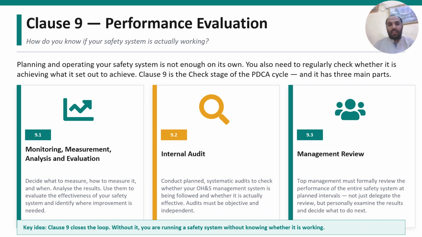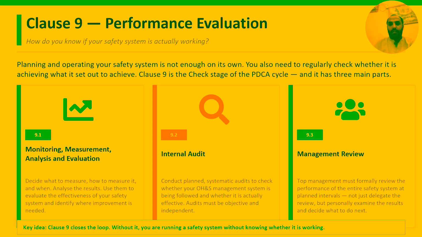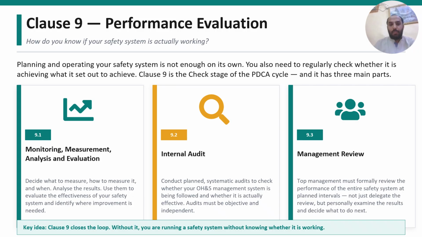Clause 9 is the check stage of the plan, do, check, act cycle. It has 3 distinct parts. The first part, clause 9.1, is about monitoring, measurement, analysis, and evaluation. This is about deciding what to measure, measuring it regularly, analyzing what the results mean, and using that analysis to evaluate how well the system is performing.